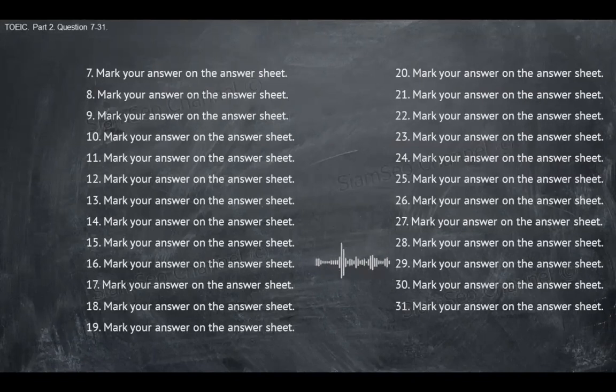Number 29. What do I need to do to open a new bank account here? A. I need 2 forms of picture ID. B. Fill out this form to withdraw money. C. At the First National Bank branch.